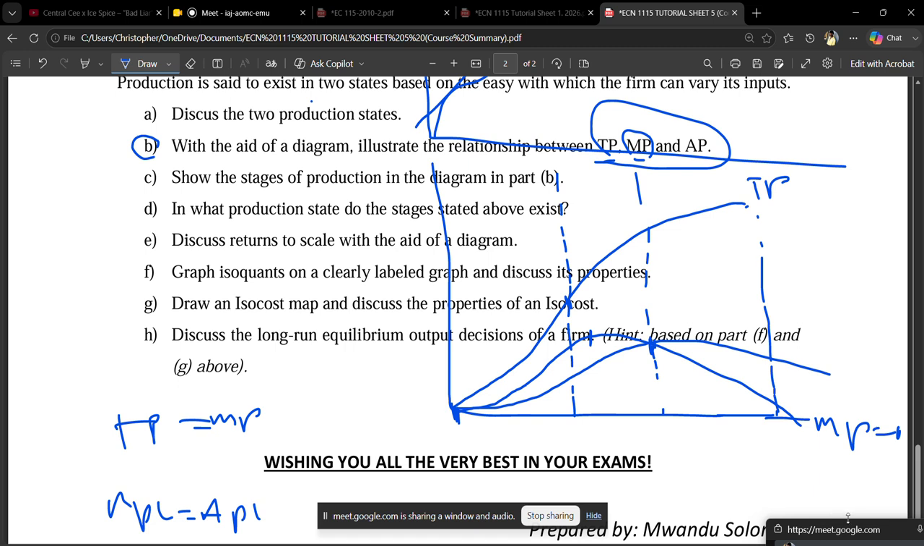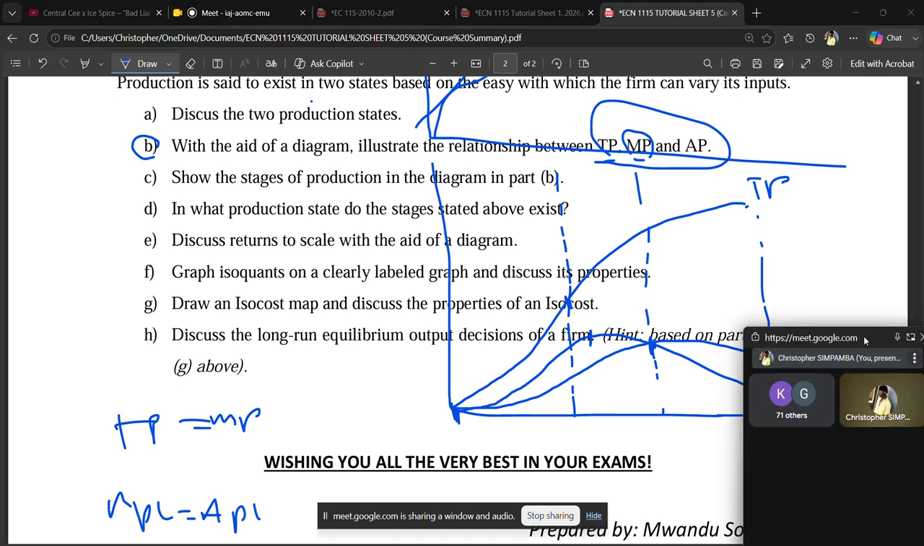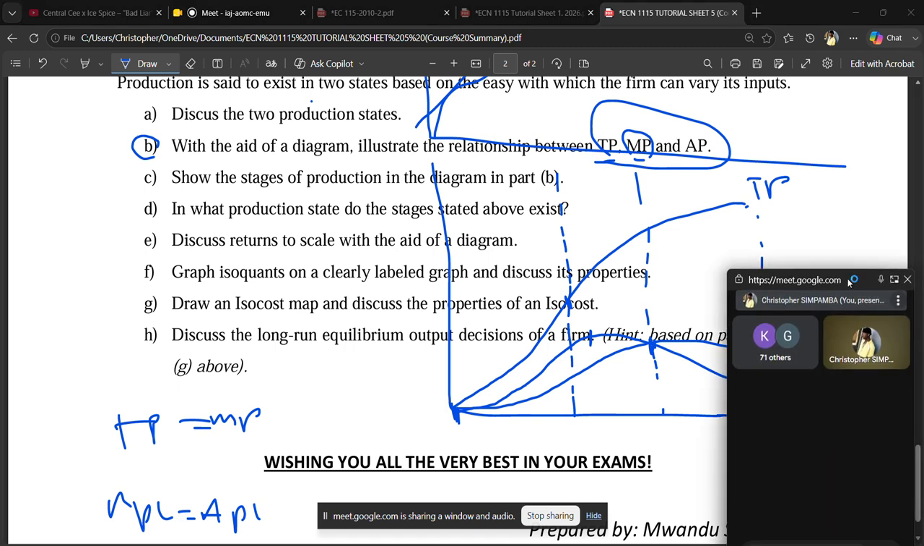Chris, the screen has disappeared. Network problems. Okay, let me just cut this video.